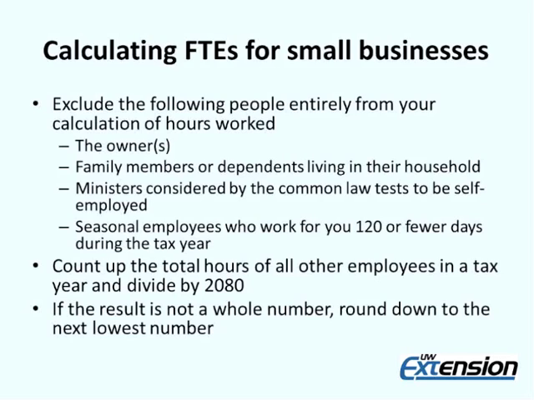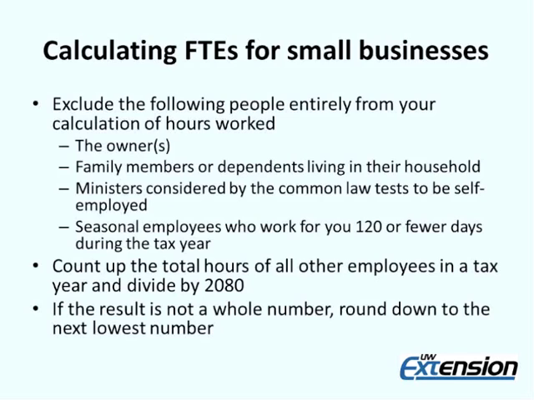Then add up the total hours of other employees in the tax year and divide it by 2,080. Now, one caveat there is, if an employee works more than full-time, you don't want to give them more than full-time hours. Only full-time hours should go into that calculation, not the exact hours that they worked above 40. So if the result that you get is not a whole number, then you round down to the nearest lower number.